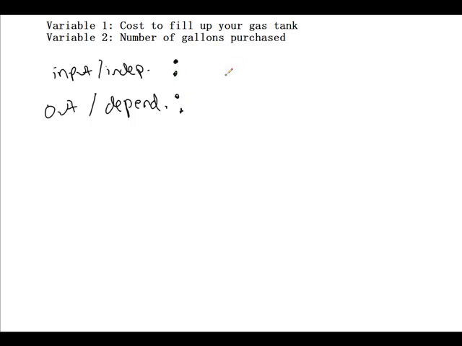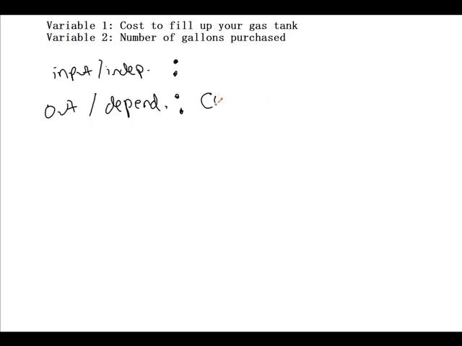Do you think cost depends on the number of gallons you purchase, or do you think that the number of gallons purchased depends on the cost to fill up your tank? Well, most likely, I mean, you can make an argument either way, and honestly, it can go both ways. Depending on what you want to determine, your output is the thing that you want to be able to project based on different values of the input. Well, what's more likely? Do you think we want to project the cost to fill up your tank, or the number of gallons purchased?